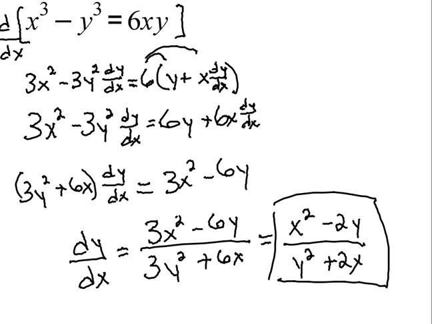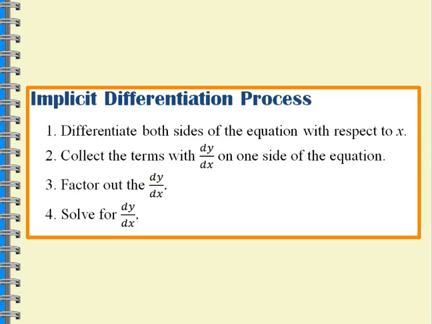So let's try to summarize things a little bit here, and let's look at the process of implicit differentiation. And that's what we're doing here. This is taking an implicit equation of x and y, and we're taking the derivative implicitly. And in both of these two examples, we followed this same four-step process. First, we take the derivative of both sides with respect to x, and we do the product rules, quotient rules, any rules that may come into play with differentiation, and we collect all the terms with the dy/dx on one side of the equation.